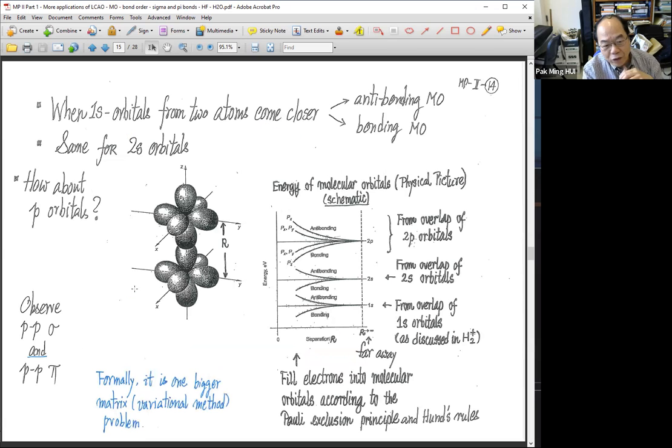Therefore, if we put everything together, I have an atom A and atom B, okay? Now the atom will carry Px, Py, Pz. The Z direction is the direction where the two nuclei lie. So it is a special direction. So the Pz will form sigma bonding and sigma anti-bonding. And then the Px, Py will form pi bonding and anti-bonding.